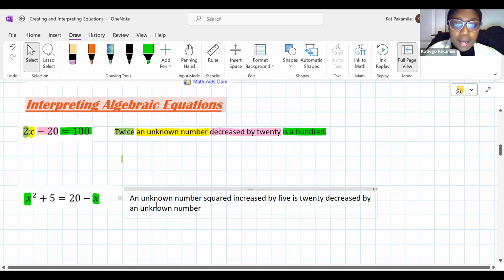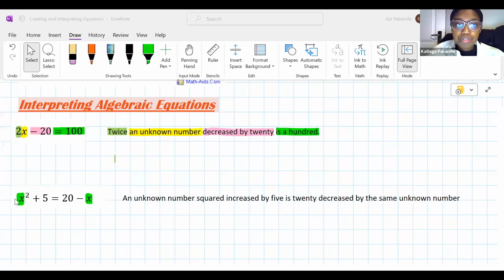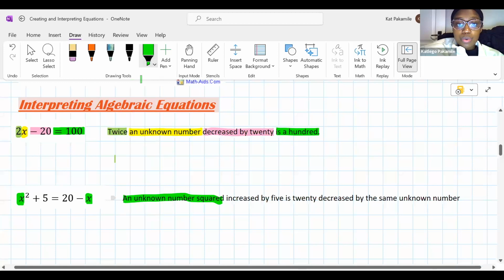That's true, but you can say an unknown number squared increased by 5 is 20 decreased by the same unknown number. Do you see what I did there? Yes, ma'am. Makes sense, right? So all you had to do was to say by the same unknown number. Otherwise, how do I know if it's two different unknown numbers? I wouldn't know, right? So if you want to make sure that we use X, then you need to say so. So we have an unknown number squared, which is what we have there.